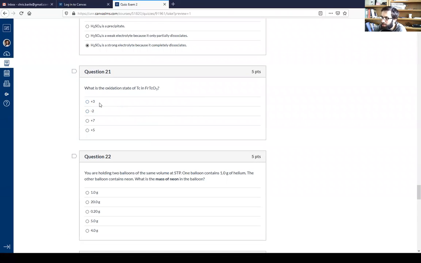What is the oxidation state of technetium, Tc, in francium technetate? You notice I give you a really weird one, so you can't look it up. I give you weird elements. I try to make these so you guys can't look them up. You might have noticed that.